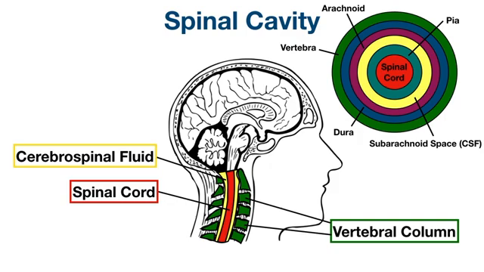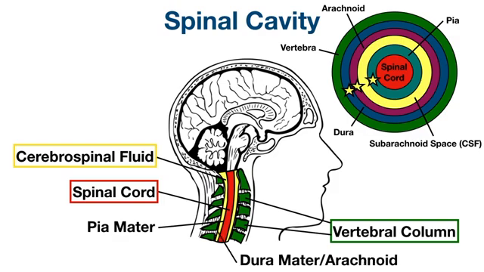The 3 meningeal layers line the spinal cavity and are shown by the stars. The pia mater is again the innermost layer and closely adheres to the spinal cord. The dura mater is the outermost layer, and the arachnoid is the middle layer. Remember, the CSF is located in the subarachnoid space between the arachnoid and pia mater.